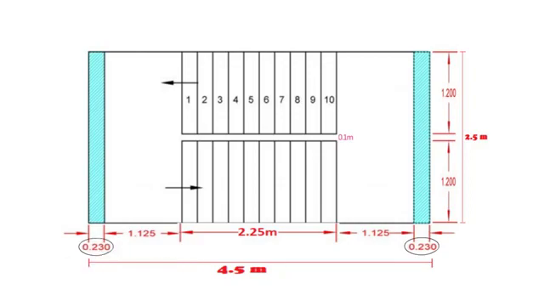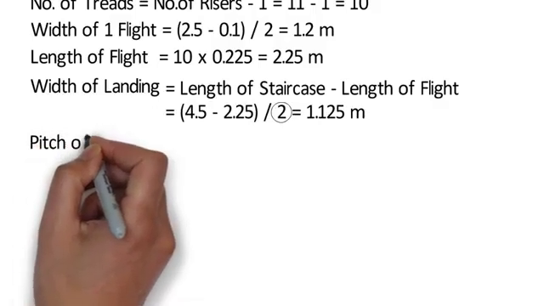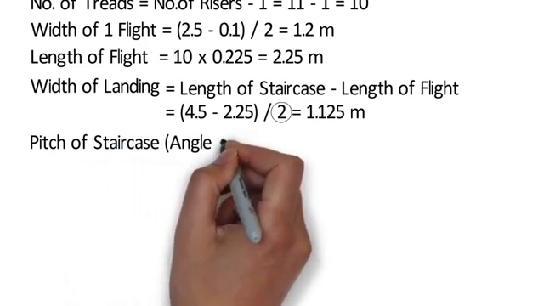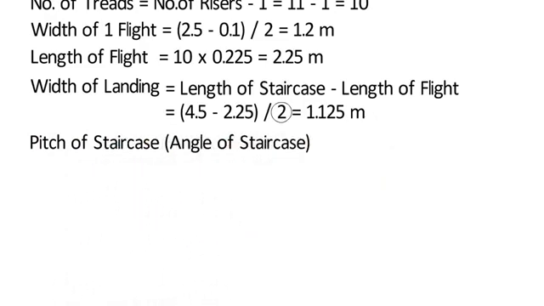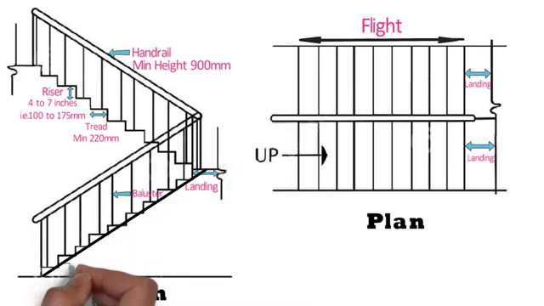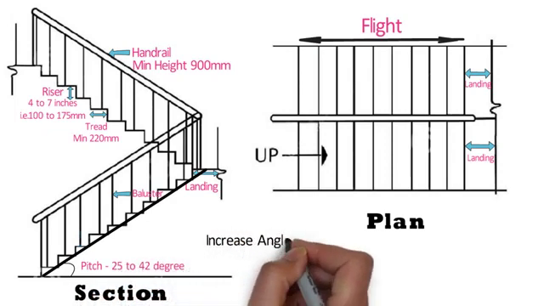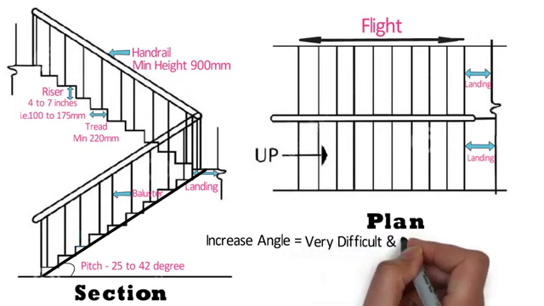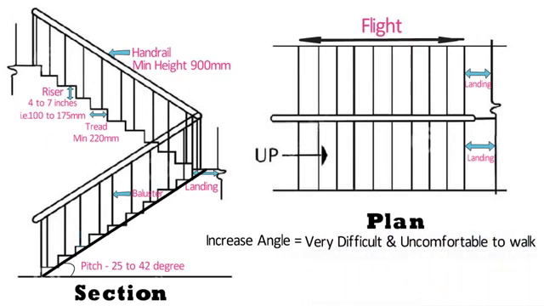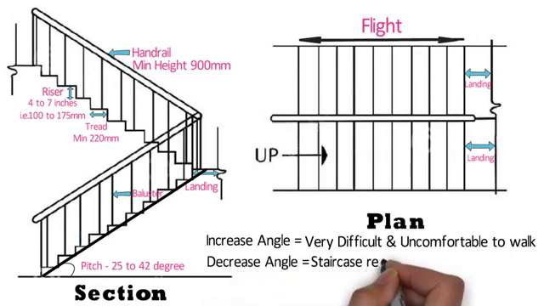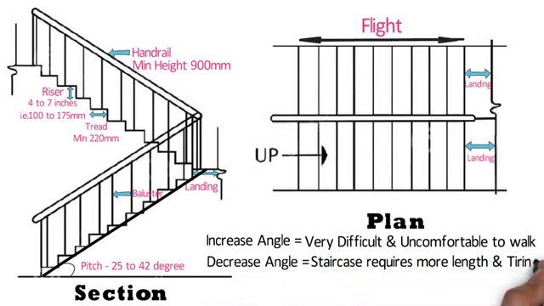Now let us understand how to calculate pitch of a staircase. That is how to calculate angle of a staircase. Here in this section you can see the angle of staircase. The angle of staircase should be in between 25 degree and 42 degree. When we increase the angle of staircase, it's very difficult and uncomfortable for people to walk on it. And when we decrease the angle of staircase, it requires more length for staircase and also it is tiring.